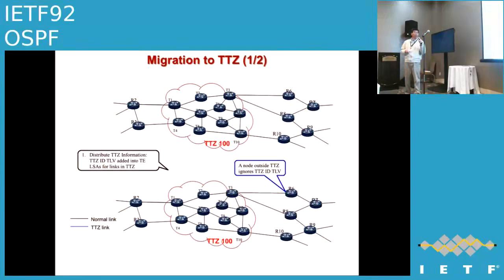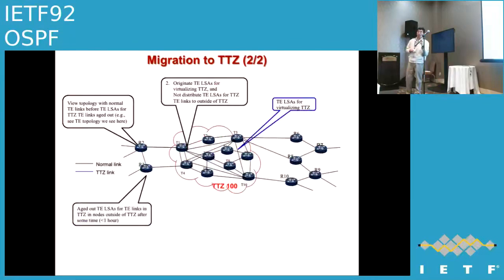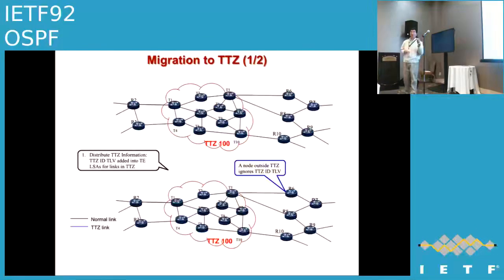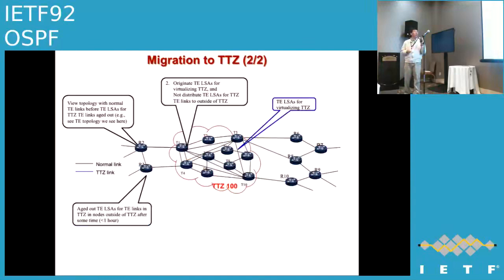Next page. After we distribute TDZ information, we migrate to work as a TDZ for this whole cloud. The edge node will generate TE LSAs to virtualize the TDZ, just to virtualize those TE links between edge node and edge node. This TE LSA for the virtualized TDZ is just a normal TE LSA. It will virtualize this link, and this TE LSA will be distributed to outside. So outside we'll see those edges fully connected with links.